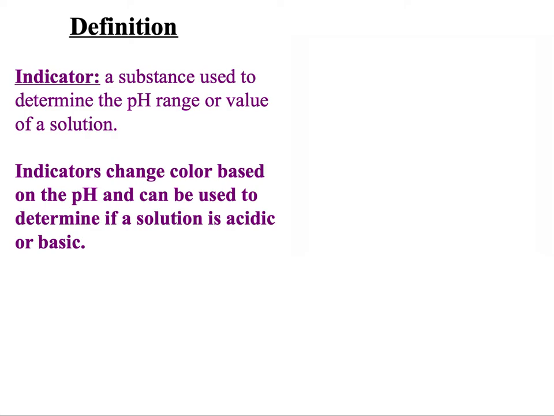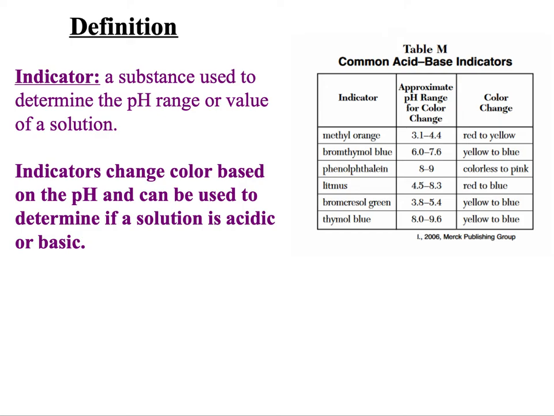Again, what we saw in that demo was universal indicator. It changes color based on the pH. We saw a whole rainbow of colors, each relating to a very specific pH. This topic is very simple because we have all the information we need on Table M. You'll see we have a list of indicators. It gives us a pH range, and then it gives us a color change. Pretty much the first number relates to the first color. So this range is 3.1 to 4.4, meaning if we are at a pH of 3.1, we're red. If we're at a pH of 4.4, we're yellow.